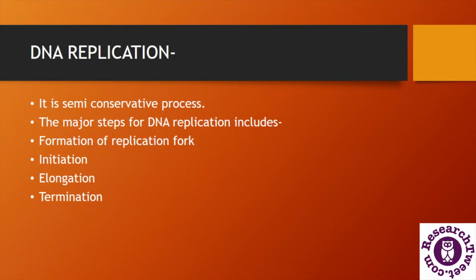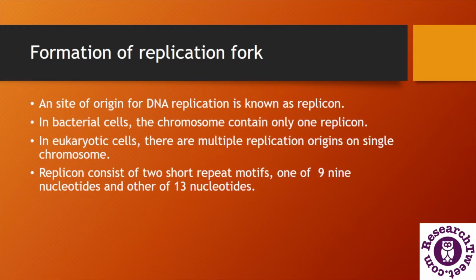So now let's understand the steps of DNA replication. DNA replication is considered a semi-conservative process, and why it is called so, we will understand after this video. The major steps of DNA replication include the formation of the replication fork, initiation of DNA replication, elongation of the DNA chain, and termination of replication. Now let's understand all the steps in detail in our upcoming slides.